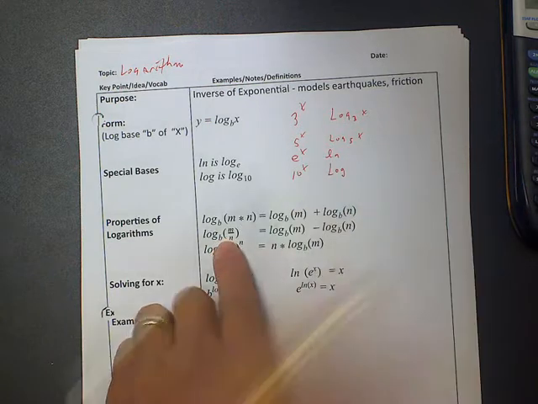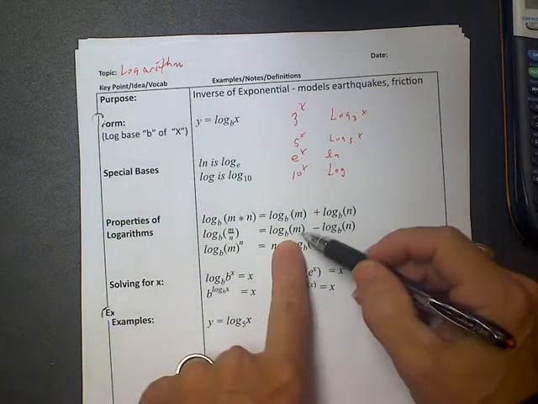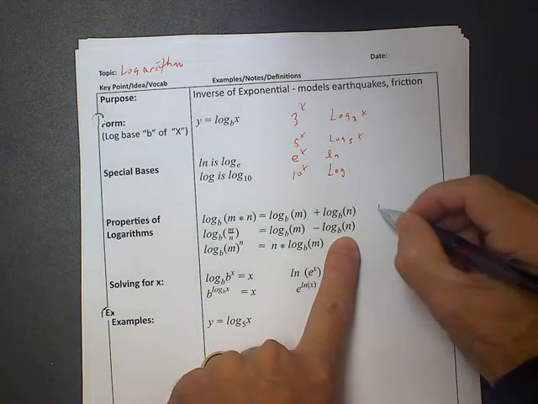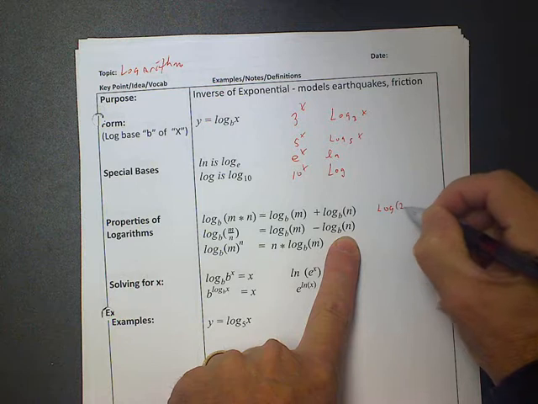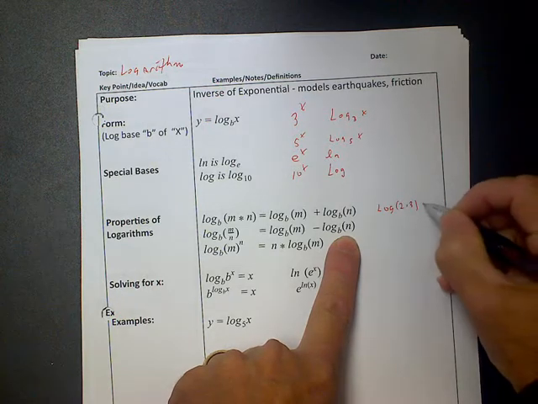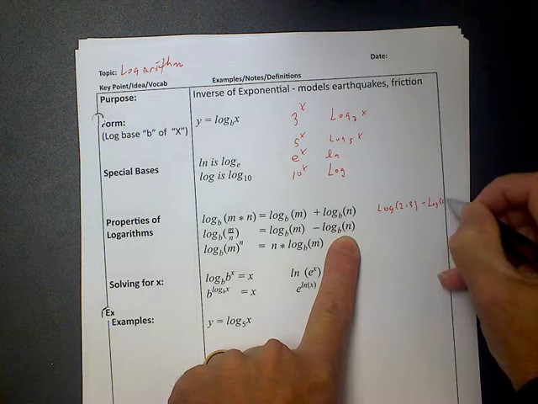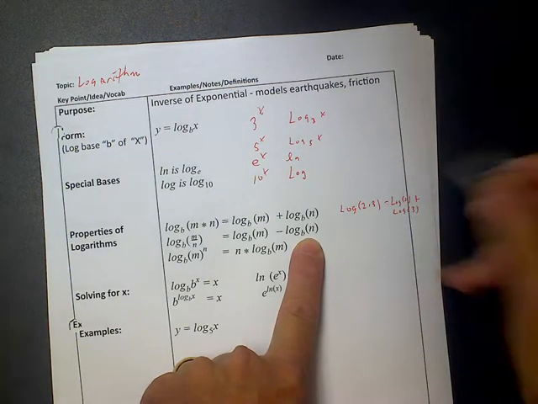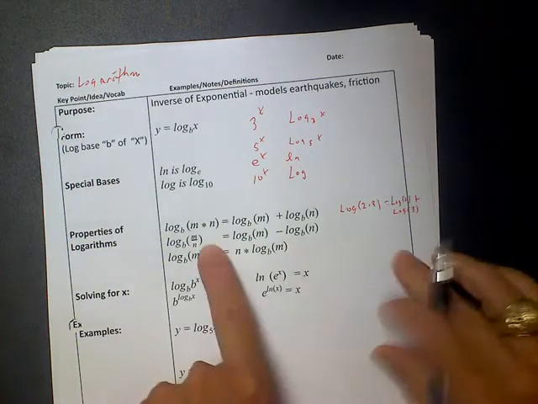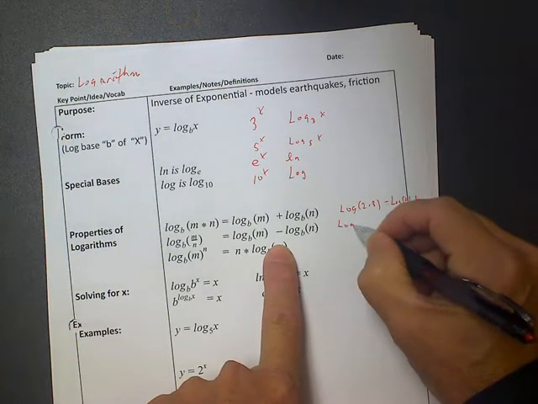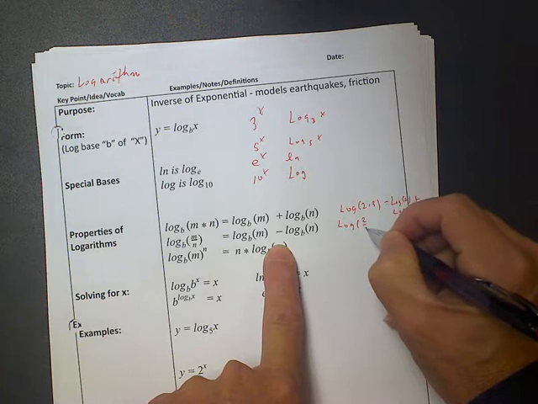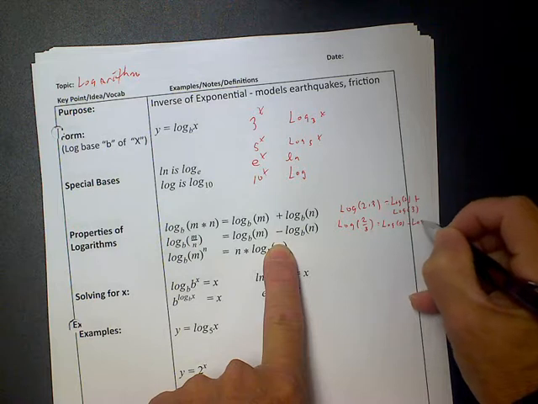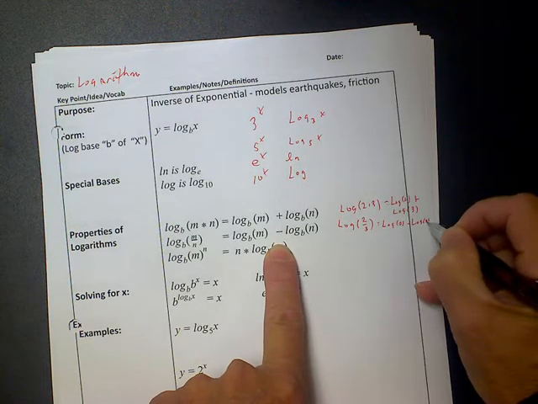Log base b of m divided by n can be rewritten as log base b of m minus log base b of n. So let me show you an example here. If I have log of 2 times 3, that's the same as log of 2 plus log of 3. And log of 2 divided by 3 would equal log of 2 minus log of 3. Kind of weird rules.